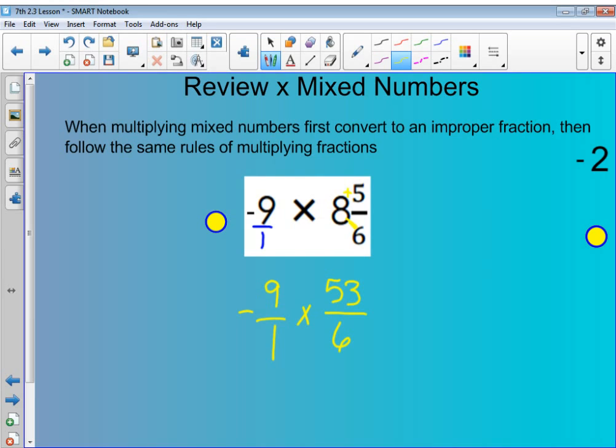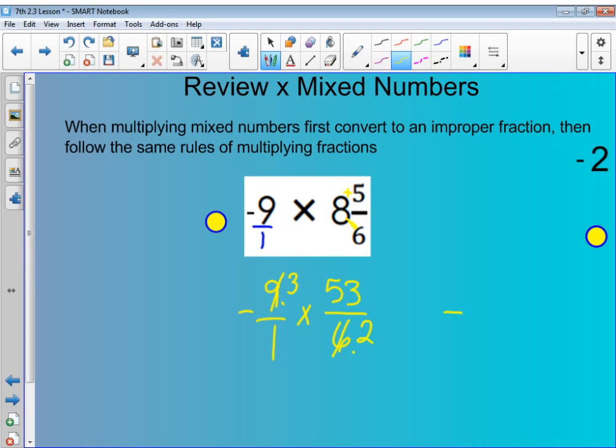Okay, so looking at this, I can tell you right now that my answer is going to be negative because I only have one negative. And now I'm going to go through and see, could I cross cancel? Well, let's see. My smaller numbers are on the bottom. So 6 won't go into 9, but is there a number that would go into both 9 and 6? 3. 3 would go into both of those. So let's see, 9 divided by 3 would give me a 3 now. And 6 divided by 3 would give me 2.